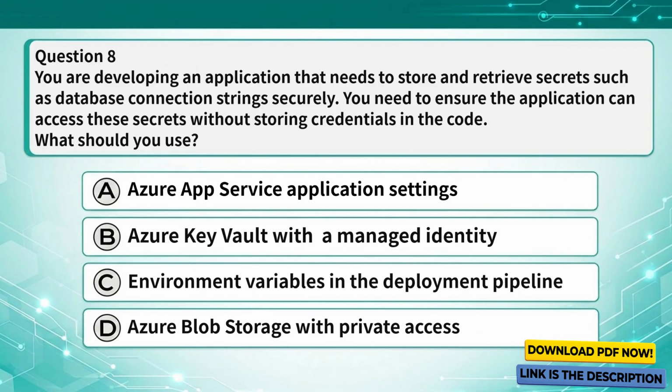Question 8. You are developing an application that needs to store and retrieve secrets such as database connection strings securely. You need to ensure the application can access these secrets without storing credentials in the code. What should you use? A. Azure App Service Application Settings. B. Azure Key Vault with a managed identity. C. Environment variables in the deployment pipeline. D. Azure Blob Storage with private access.